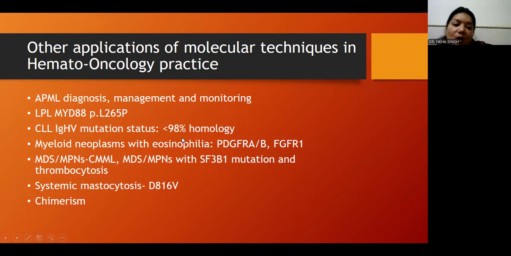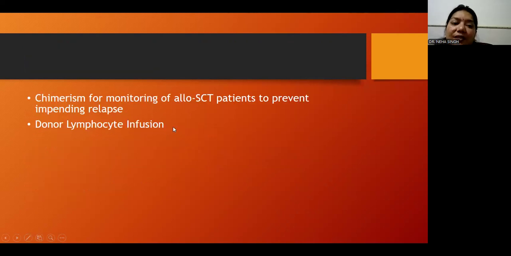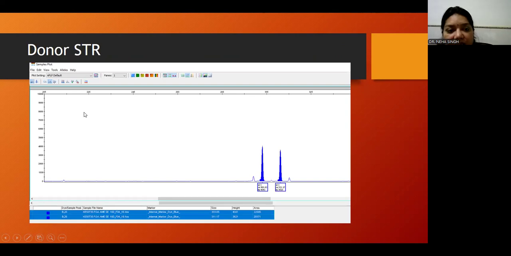Apart from this, you also have a role in chimerism. Chimerism is very important for monitoring of allo stem cell transplant patients to prevent impending relapse. And it also decides whether you want to give your patient a donor lymphocyte infusion or not. Let's see with an example. Normally, your donor will have a different set of short tandem repeat peaks. The recipient will have a different set of peaks.